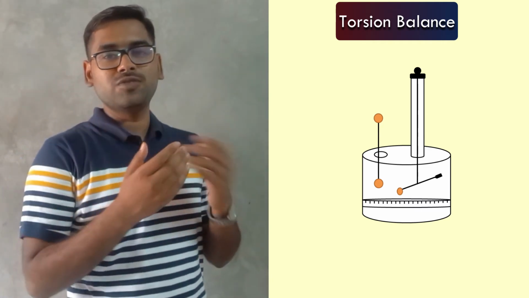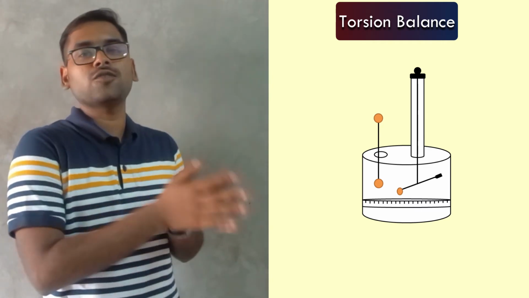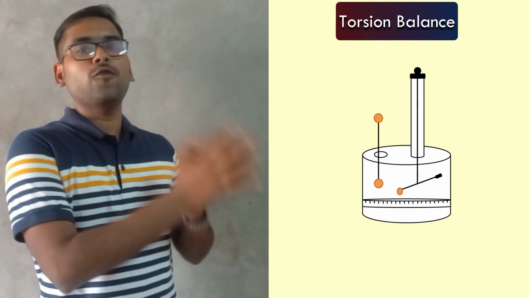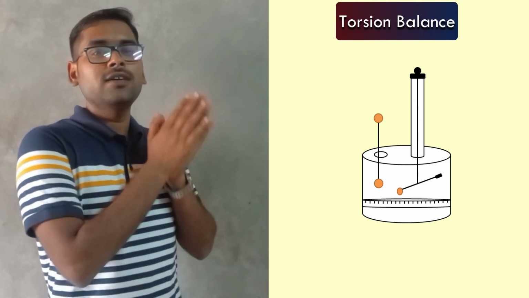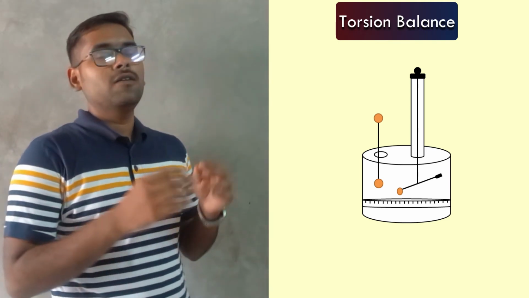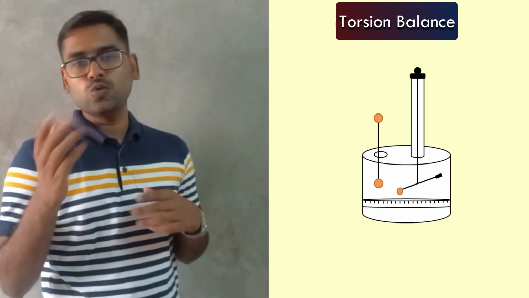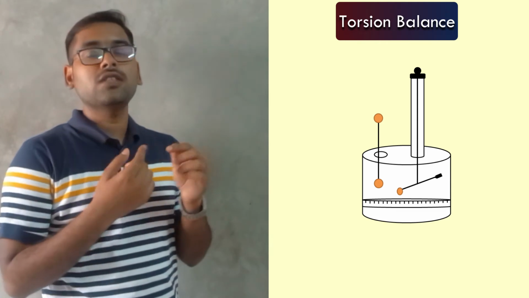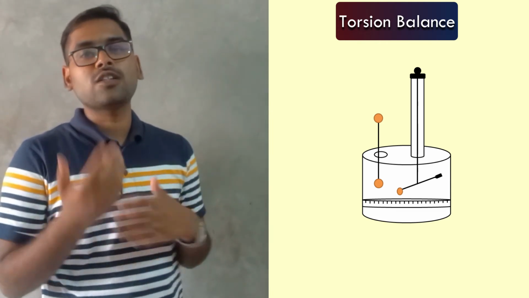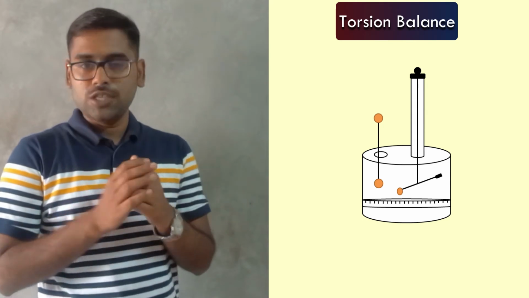Guys, what Coulomb observed was when he increased the charge on the spheres, the twist in the fiber was also increasing, which means the force is directly proportional to the charges on the spheres. And also what he observed was when he increased the distance between two spheres, the twist in the fiber was reducing, which means the force is inversely proportional to the distance between the spheres.